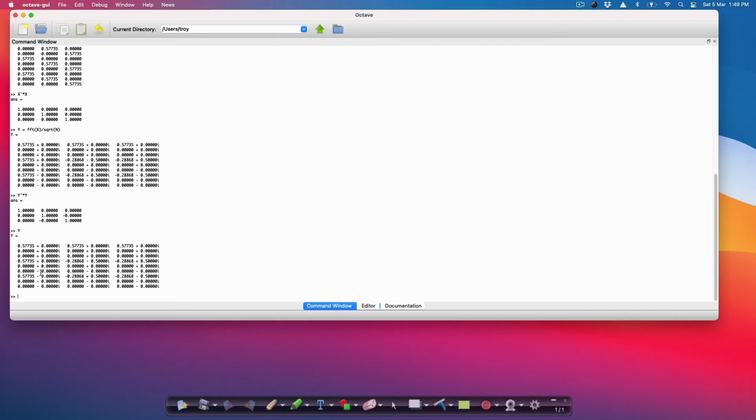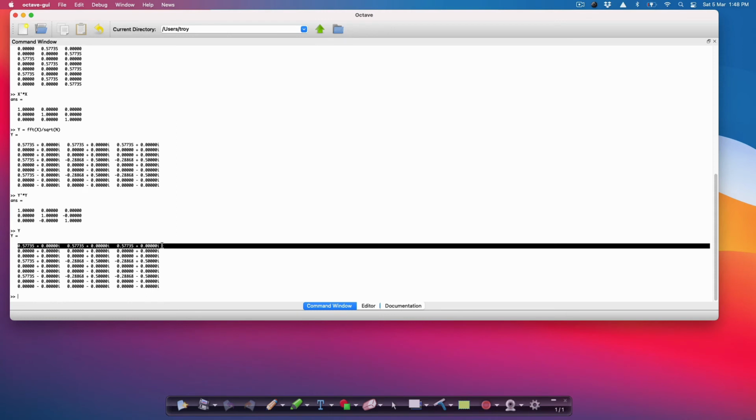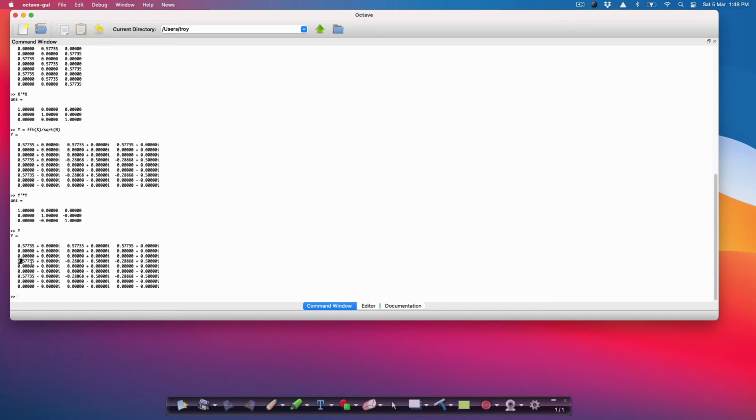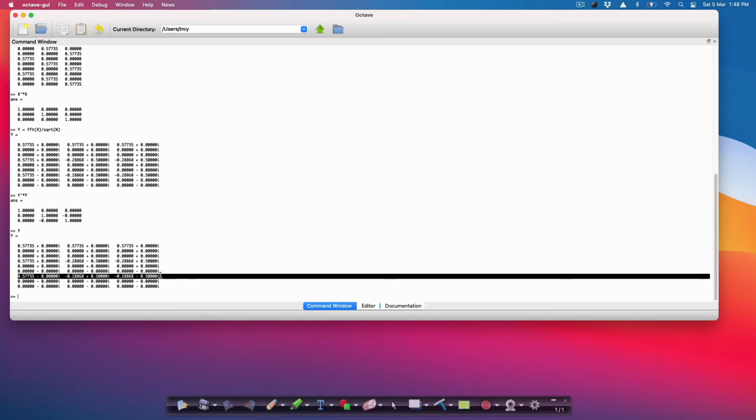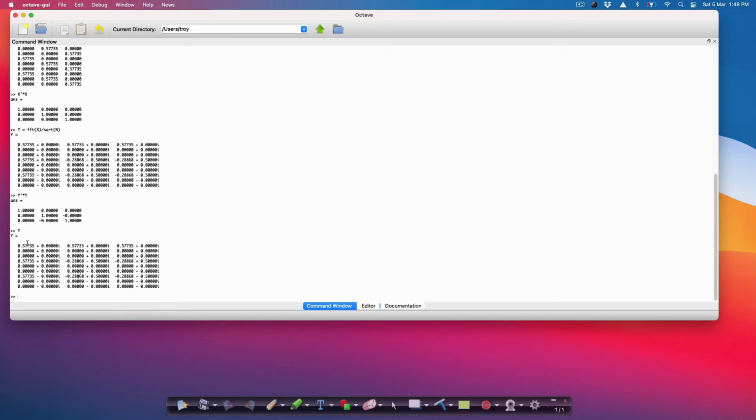So each column here is non-zero in the same places, right? It's non-zero in rows 0, 1, 2, 3, and in row 3, 4, 5, 6. So these vectors are non-zero in positions 0, 3, and 6, and they're zero everywhere else. And moreover, the magnitude of each entry of y is the same.